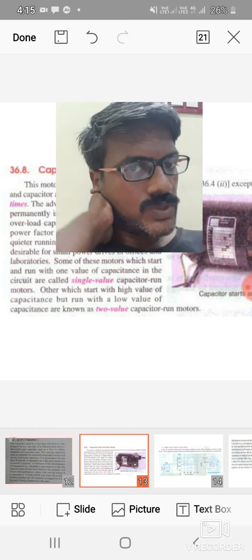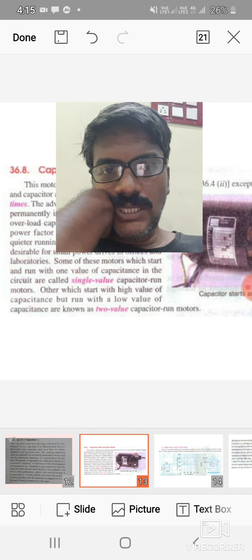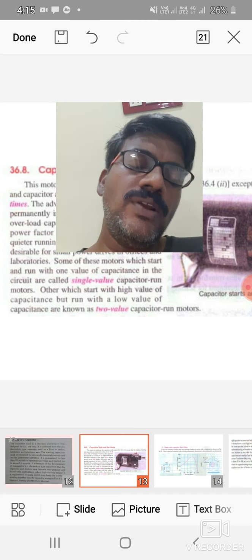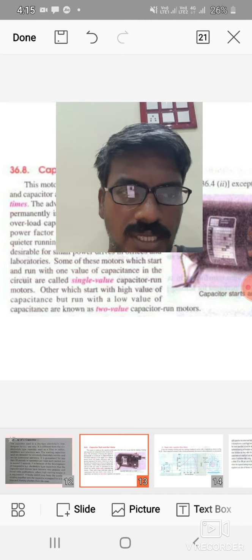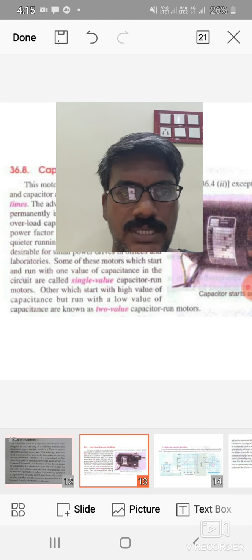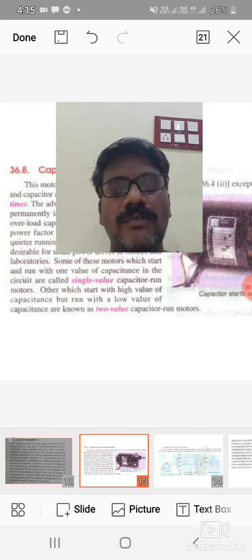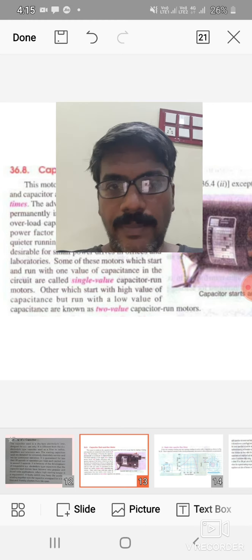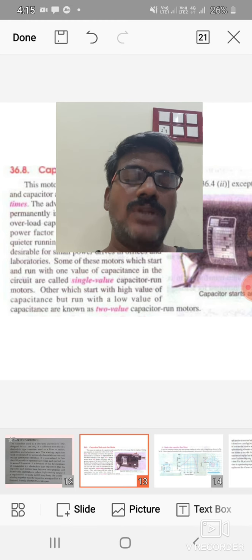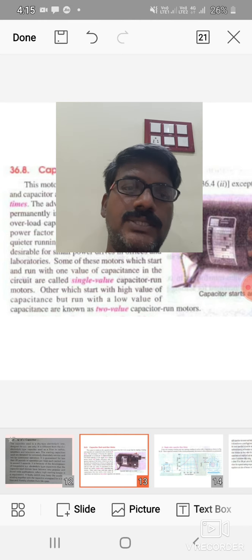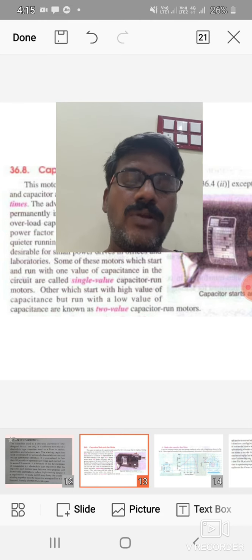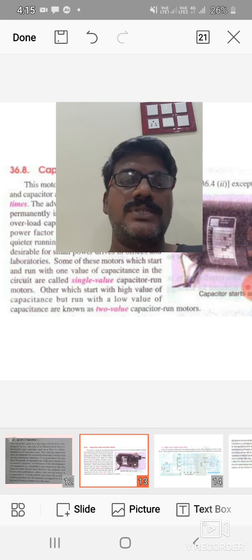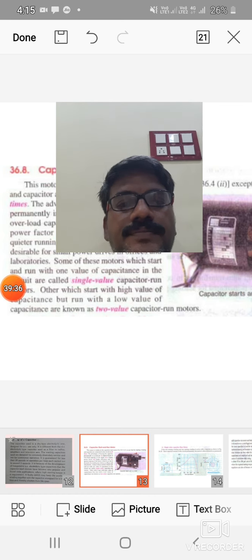Again there are 2 types. One is a single value capacitor, and the other is a 2 value capacitor. In a single value capacitor motor, only one capacitor, of low value capacitance, is connected. In a 2 value capacitor motor we use 2 capacitors, one for starting and one for running. The starting capacitor is high value capacitance and the running capacitor is low value capacitance, right?